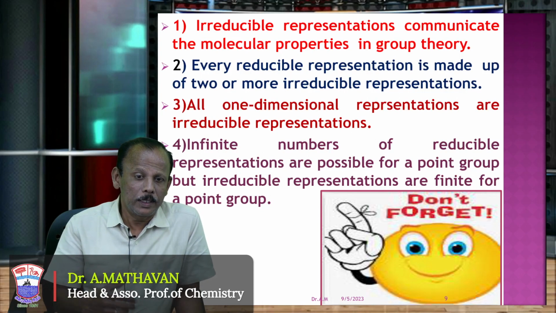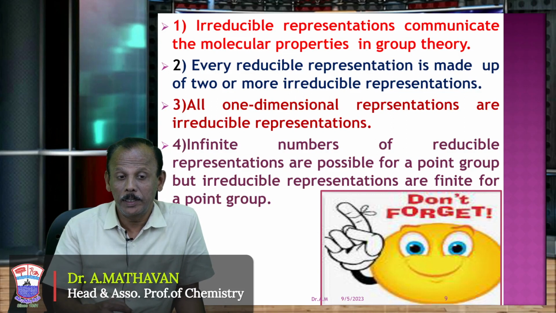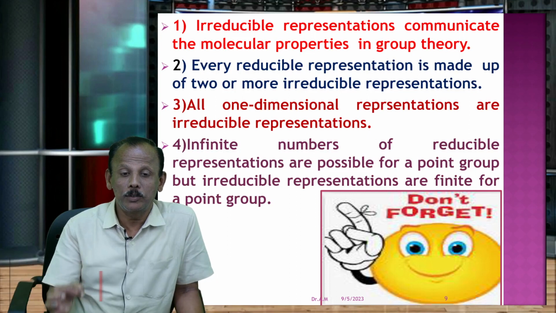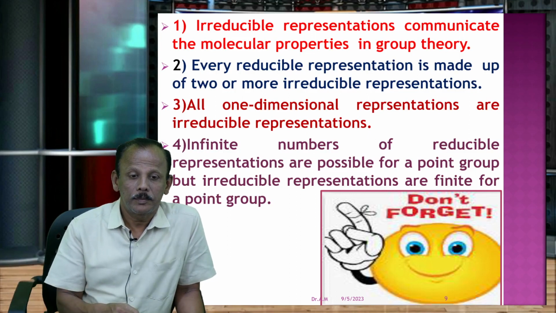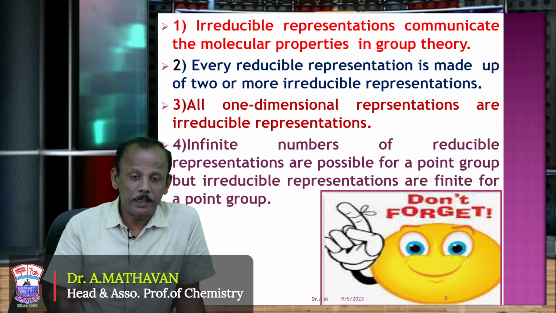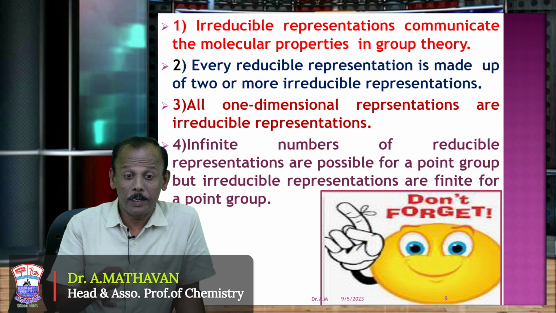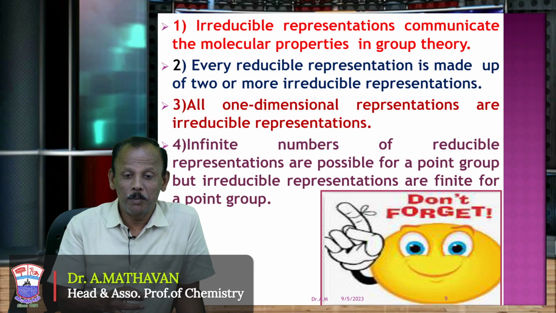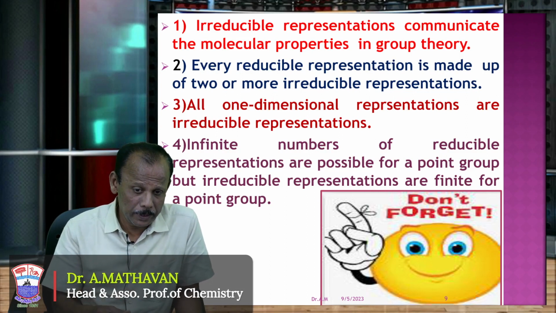Next, every reducible representation is made up of two or more irreducible representations. That means reducible representations are linear combinations of irreducible representations. All one-dimensional representations are irreducible; we cannot reduce them further. A two-dimensional representation can be reduced, a three-dimensional representation can be reduced, but a one-dimensional representation cannot be reduced; those are called irreducible representations.